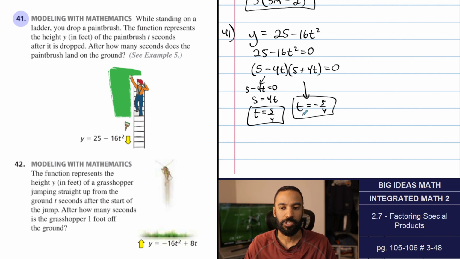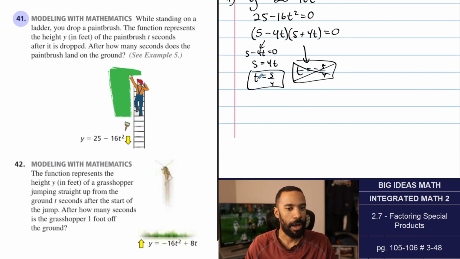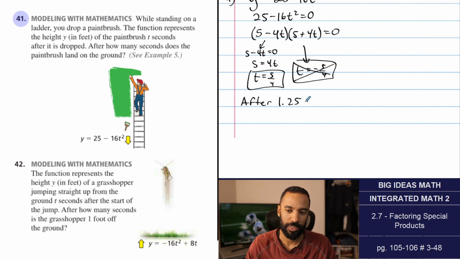Now time cannot be negative for the case because we dropped the paintbrush at time 0. So how many seconds does the paintbrush land on the ground? 5 divided by 4 is 1.25. After 1.25 seconds, the paintbrush will have hit the ground.